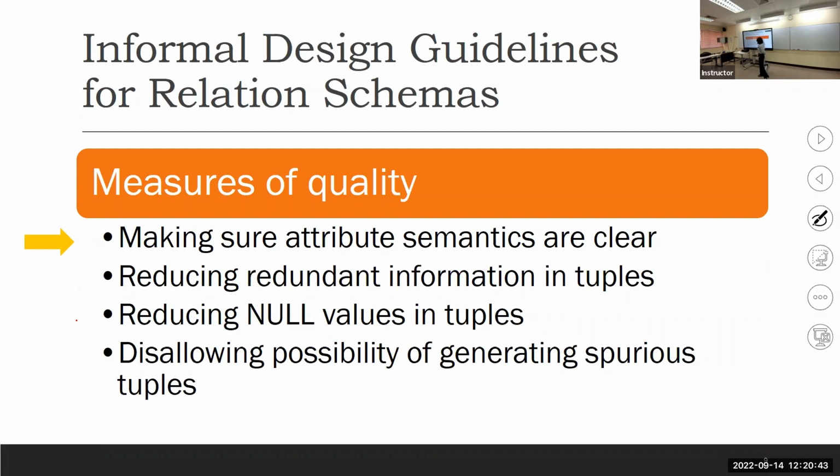For example, we need to make sure that all the attributes you design have clear semantics, clear meanings. They don't have a lot of redundant information, no null values in the design, and so on. These are informal guidelines that should be useful for you to consider your own design, whether it is in good form or not. And that's it for this slide.